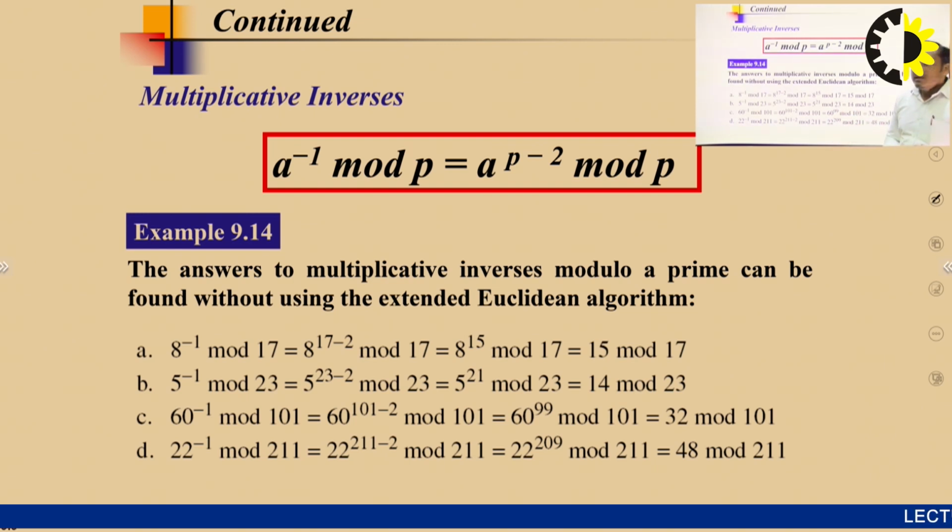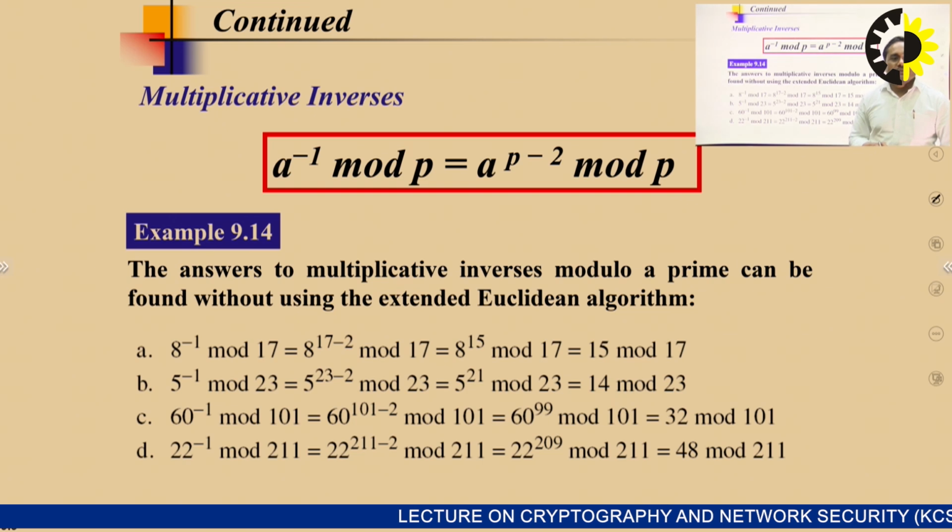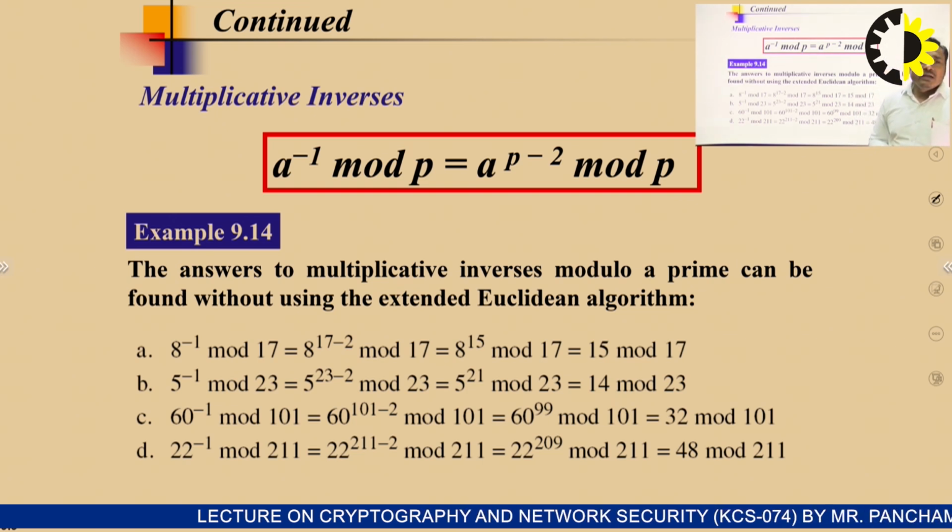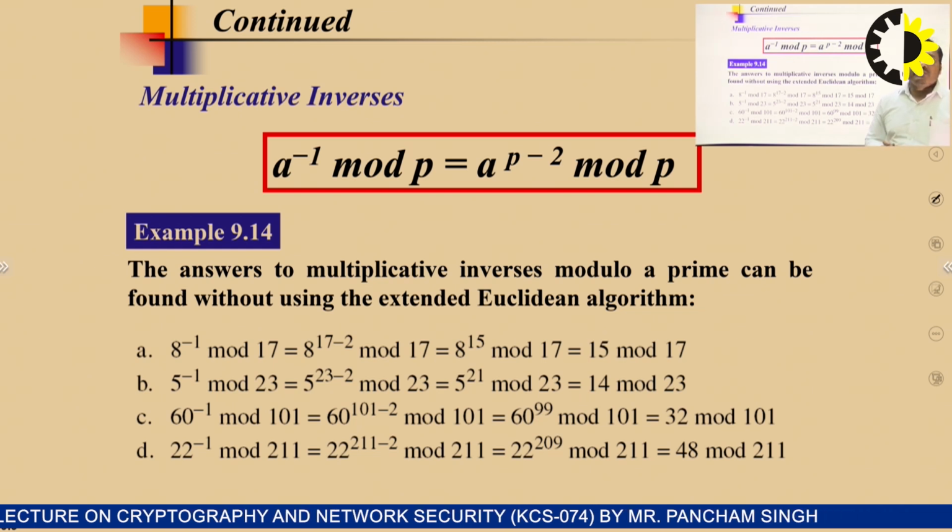In the first part, 8 raised to power minus 1 mod 17, you can write in the second form, that is the multiplicative inverse, 8 raised to power 17 minus 2 mod 17, which equals 8 raised to power 15 mod 17, and we are getting the answer 15 mod 17. That is, 15 mod 17 is the final answer. You are getting 15.